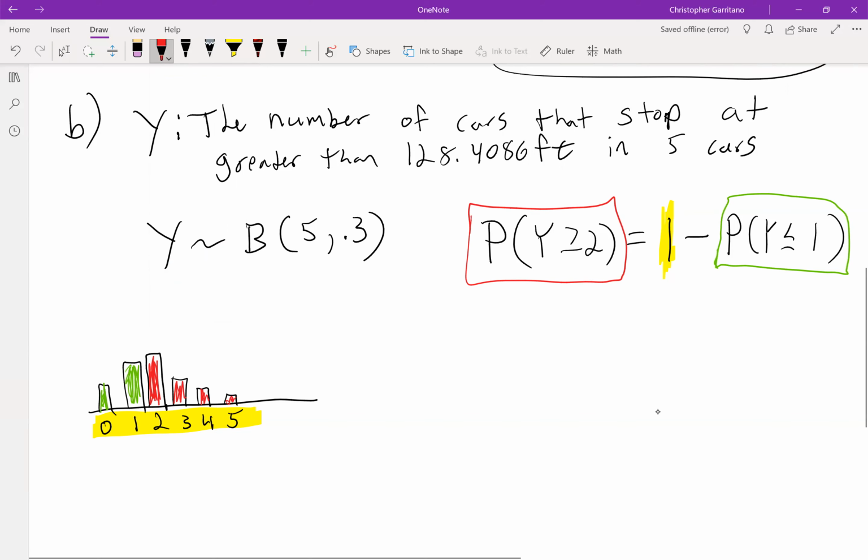And so it turns out that this probability, so the probability that Y is greater than or equal to 2, is equal to, I'm going to use my calculator real quick. Second distribution, I go to binomial CDF. Yes, I'm using these distributions, but I am not writing them down. I'm writing proper statistical notation down.